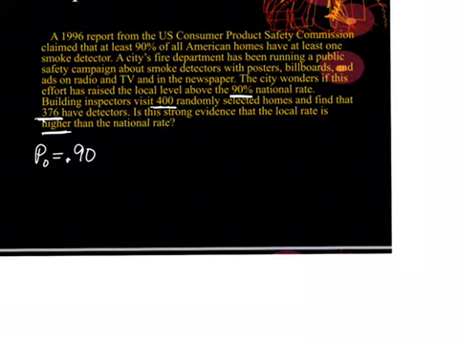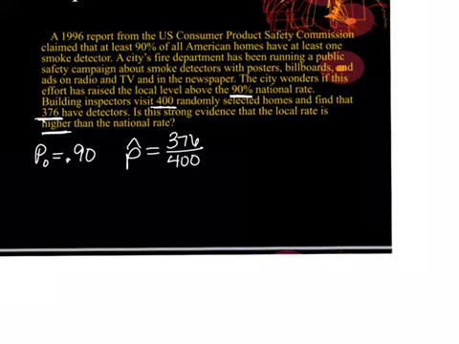Okay. And we want to know if this city's average is higher than that national average based on their new campaign. So then we have a p naught, that's going to be our hypothesized value, and we have a p hat. Our p hat is 376 over 400, which is 0.94. So clearly that percentage is higher.